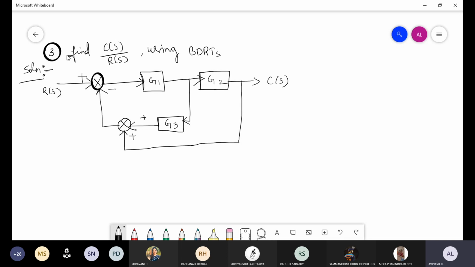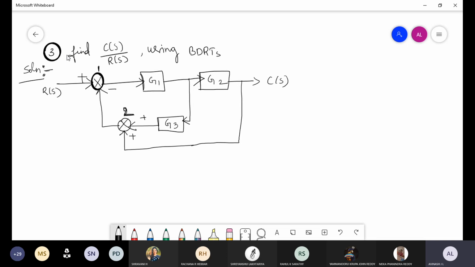So now we can see that in the diagram there are no series blocks, there are no parallel blocks, and there is no minor feedback also. There is nothing there. Actually, it is a tricky one. So now what we can see is between the two summing points, I will mark the two summing points. I will mark this as 1, and this summing point as 2.